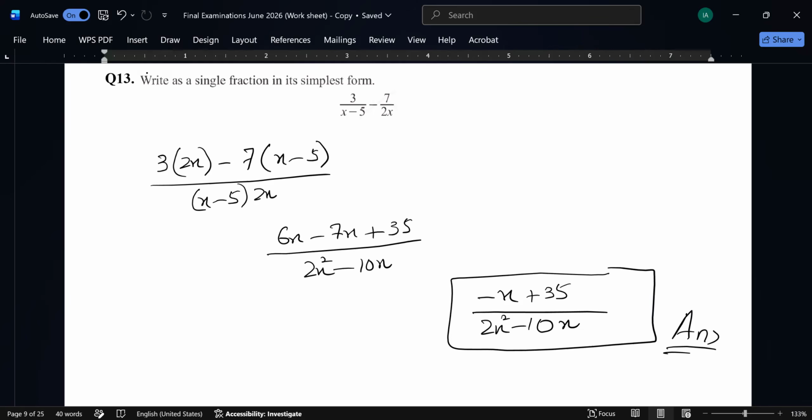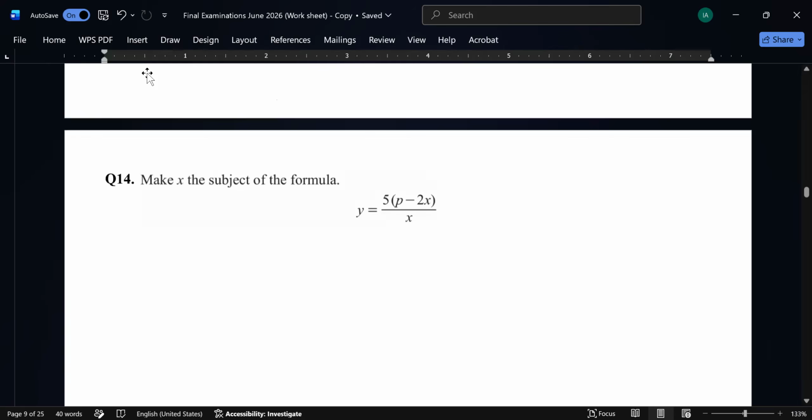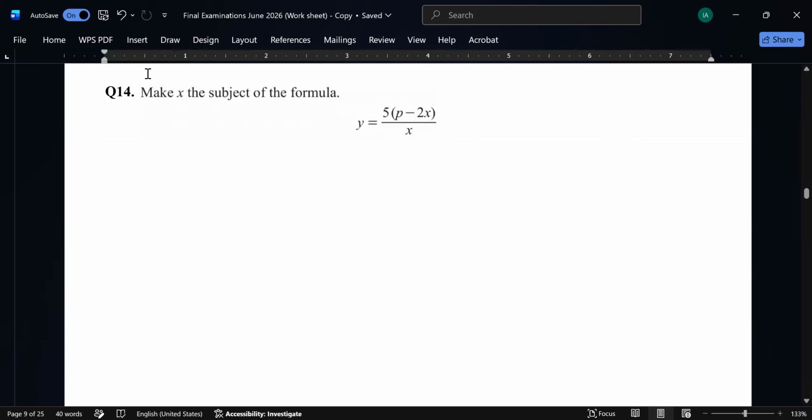Okay, let's take question number 14. They ask you to find the variable x as subject, but the variable x is in the numerator as well as in the denominator. So try to bring them to a single place. For this, we start our job by cross multiplication. So xy is equal to... Now open the bracket as well. On the right hand side, it's 5b minus 10x.